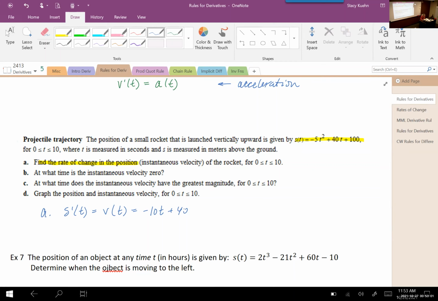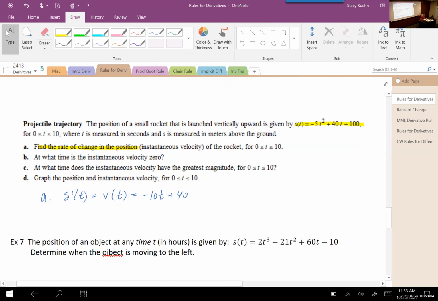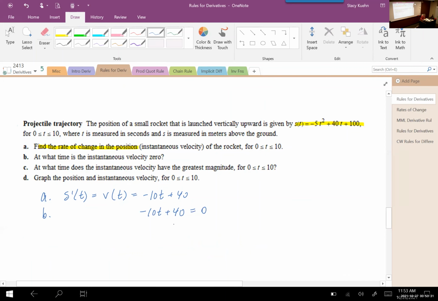Instantaneous. Now the next part of this question says, okay, well, at what time is that instantaneous velocity 0? So when is the function itself equal to 0, is what I should say. So we would have negative 10t plus 40. What time would it be when that velocity is equal to 0? Right, 4. So we would say 40 is equal to 10t, or in other words, t would be equal to 4 seconds.